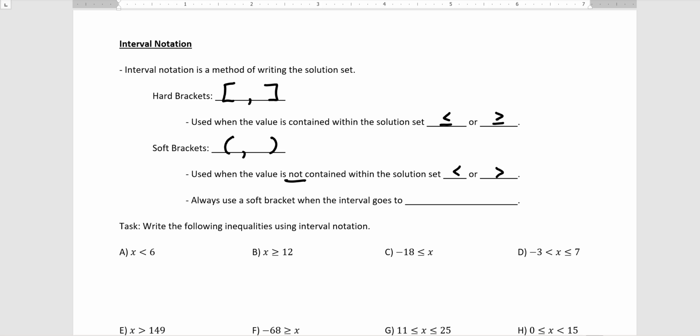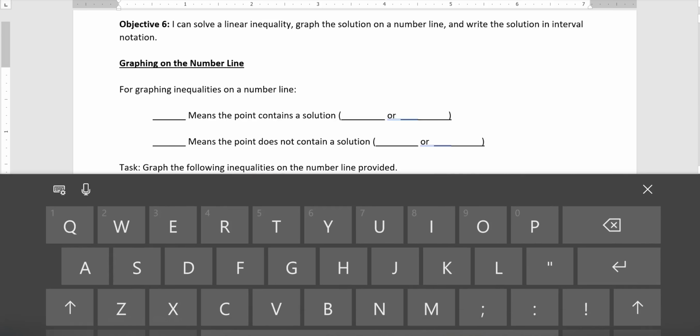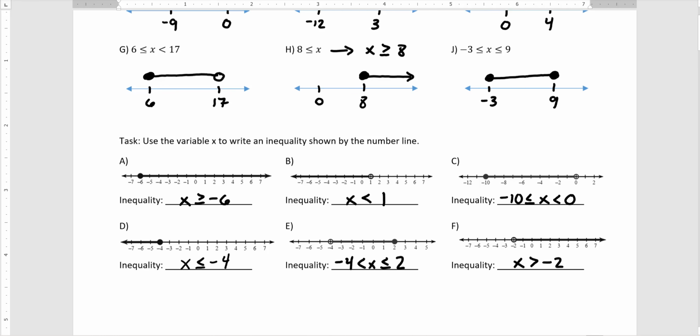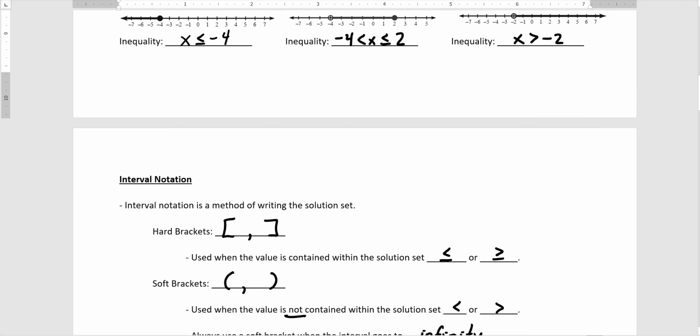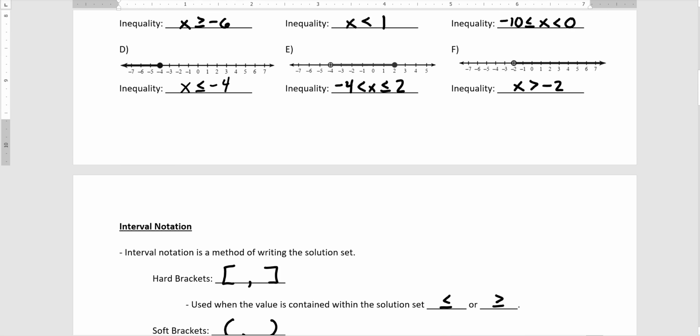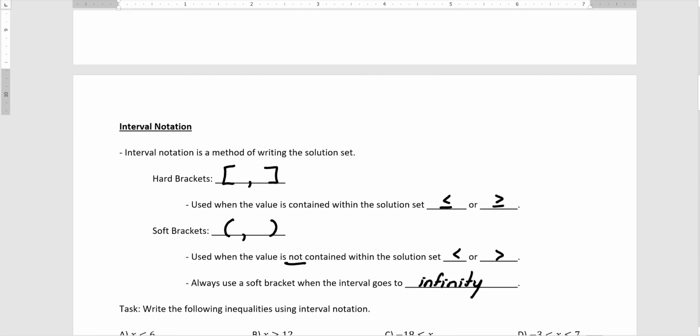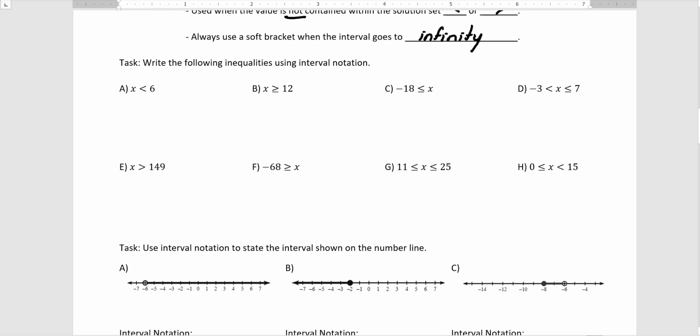And we always use a soft bracket if it goes for infinity. We will always use a soft bracket there. And that's simply because you can't contain infinity. It will continue going on forever and ever. All right, so let's look at a few examples here. Looking at these number lines, we can see x is greater than -2. That one would go on to infinity, all the way up to positive infinity. If I look at D, this one would go all the way to negative infinity. So we're going to have to mark that when we're doing these intervals.